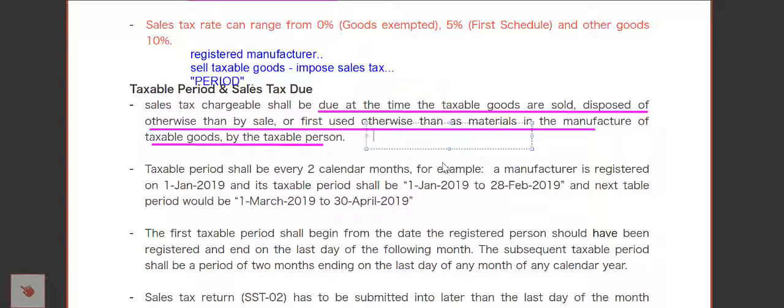For example, if you have goods withdrawn, okay? Now, what do you mean by dispose other than sale? For example, goods that are written off. So the sales tax will be chargeable at the time when the goods are sold, written off, or withdrawn.